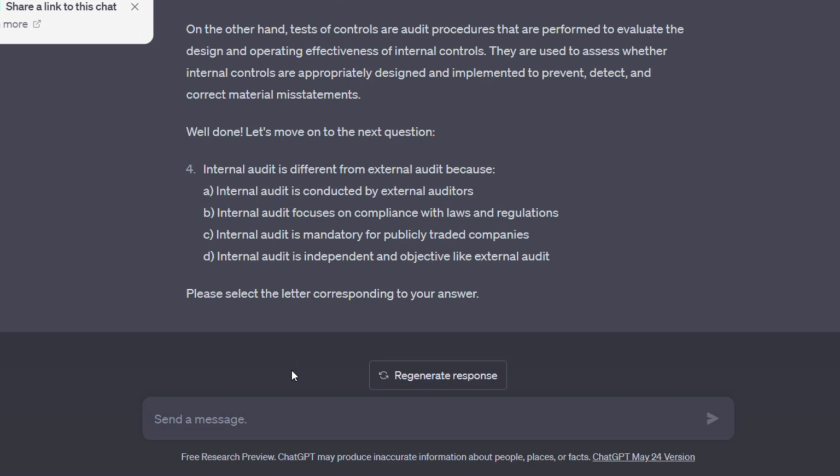So, internal audit is independent and objective. It is not as independent as the external audit. It depends on where the internal auditors will report, diba? So if they will report to the audit committee, then they will be independent. But again, not as independent as the external auditors or external audit. So I'm gonna choose B.